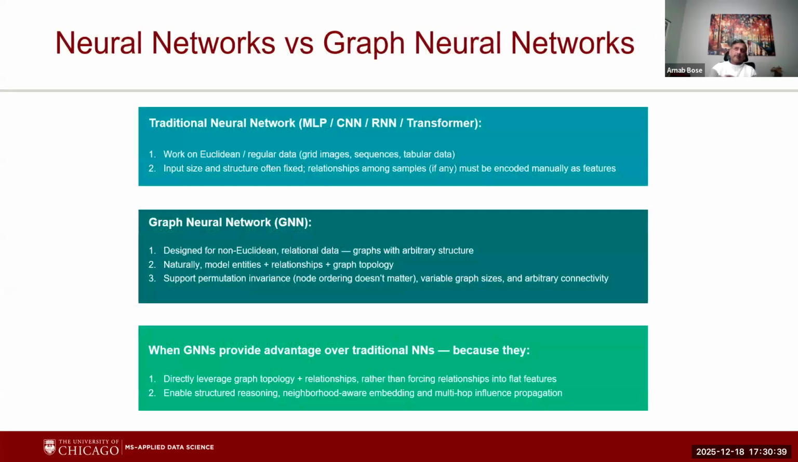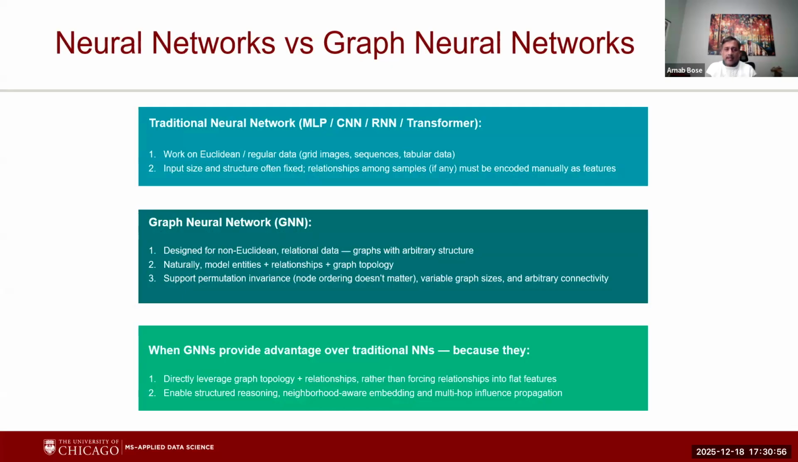Now, especially in terms of graph neural networks versus a regular neural network, I think a lot of you already know about this. The traditional neural networks work on regular data. The inputs and outputs are fixed.